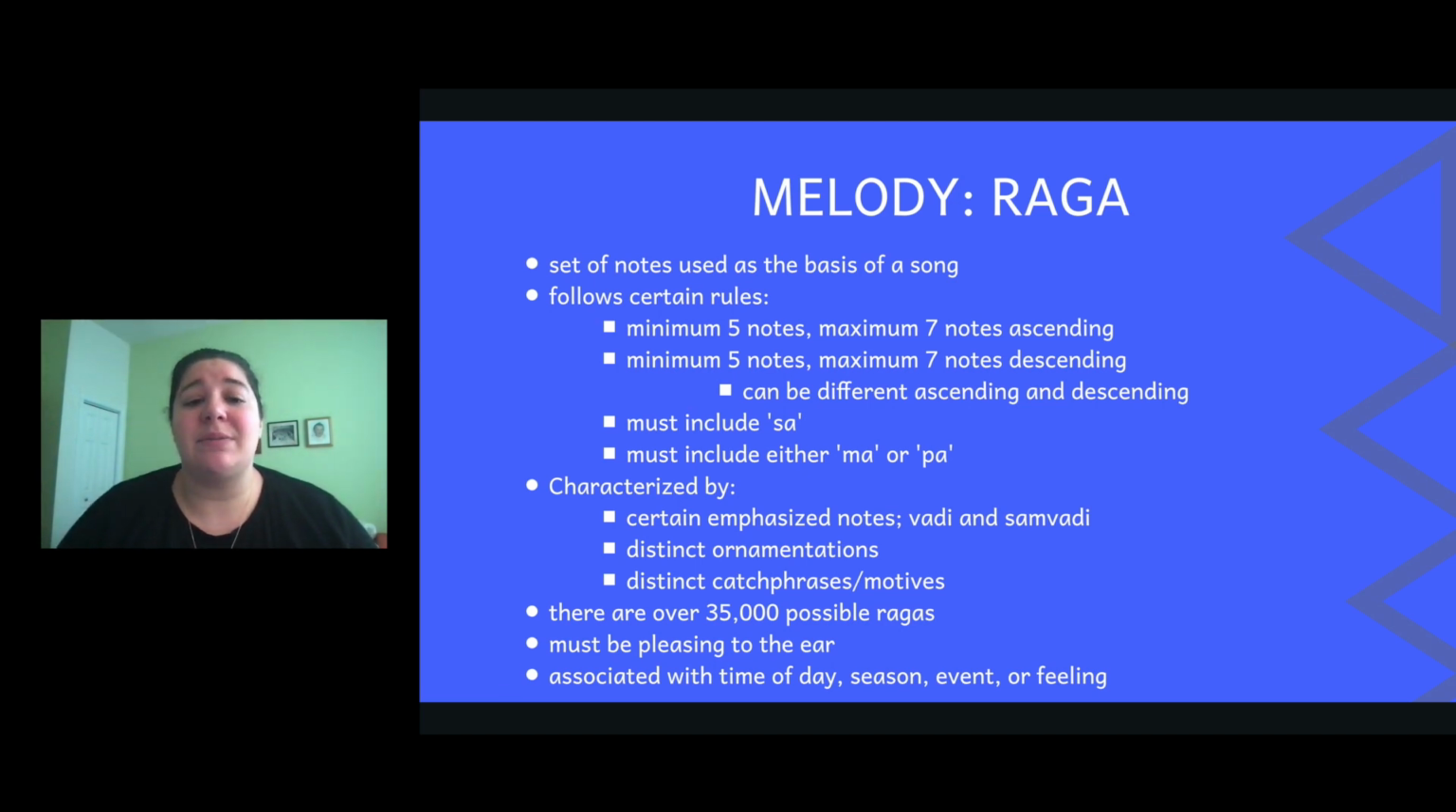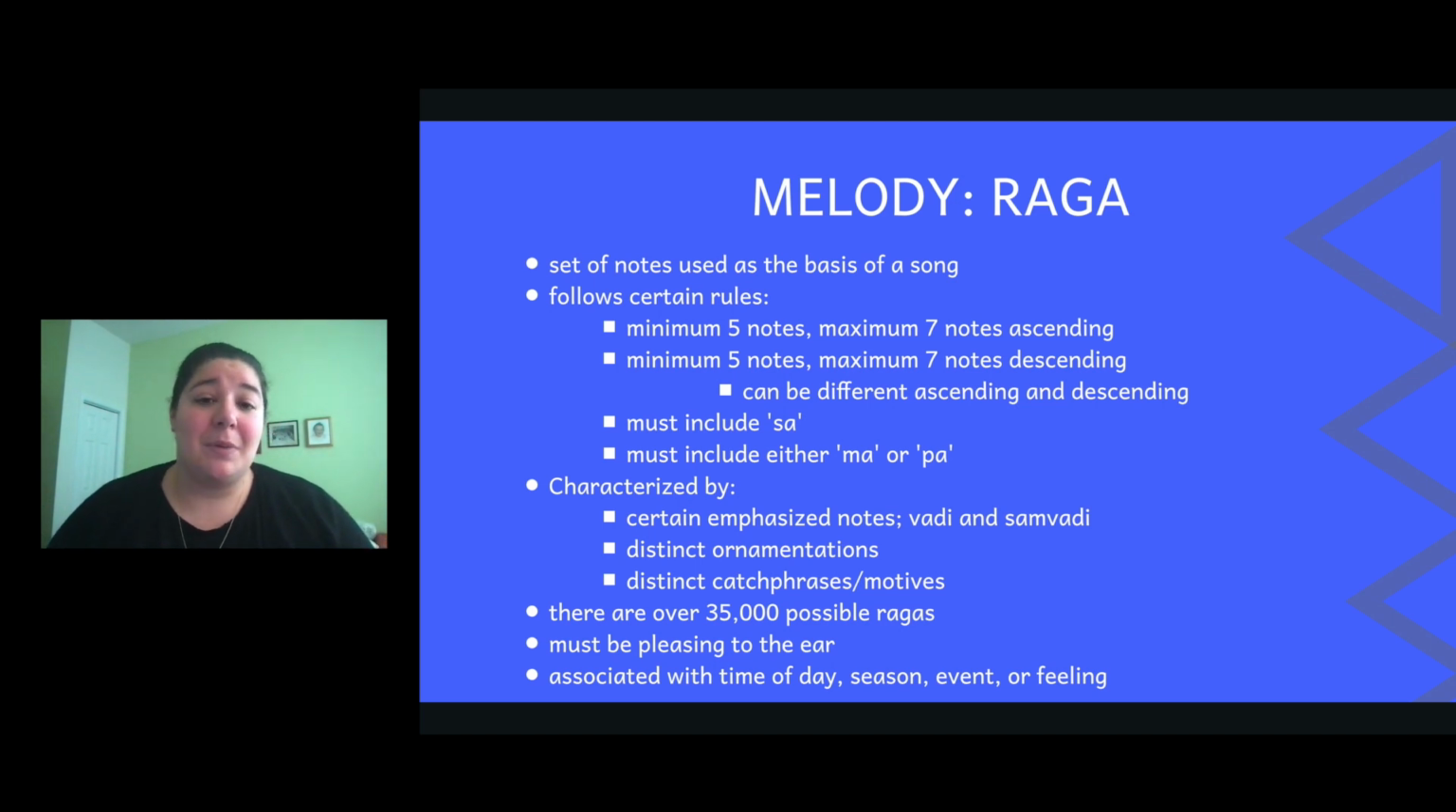Raga is the most important aspect of Indian classical music. It is the way in which a performer creates and elaborates a melodic line. There is an old Sanskrit saying that says, "That which tinges the mind with color is raga." The term raga is difficult to define because it consists of many different elements. You can see here that it can be defined as a set of notes used as the basis of a song, and it must follow these certain rules.